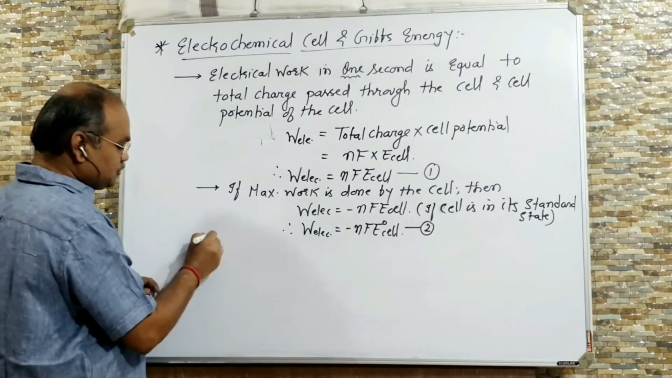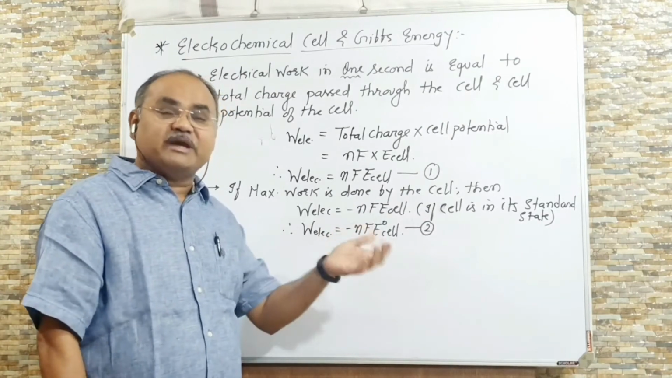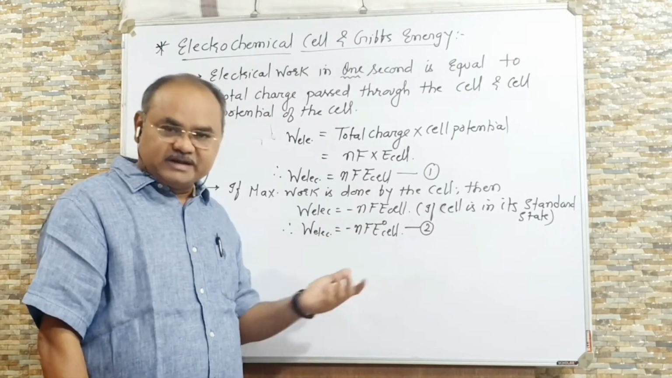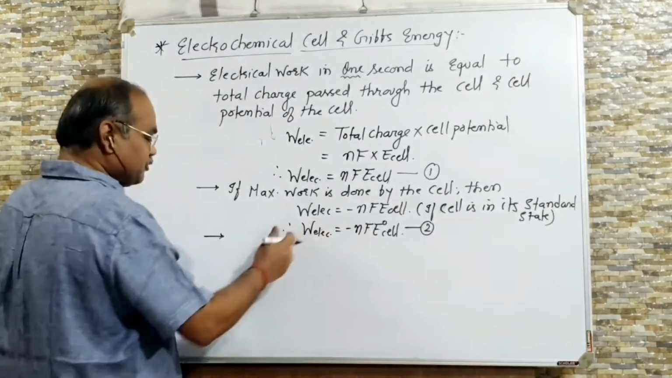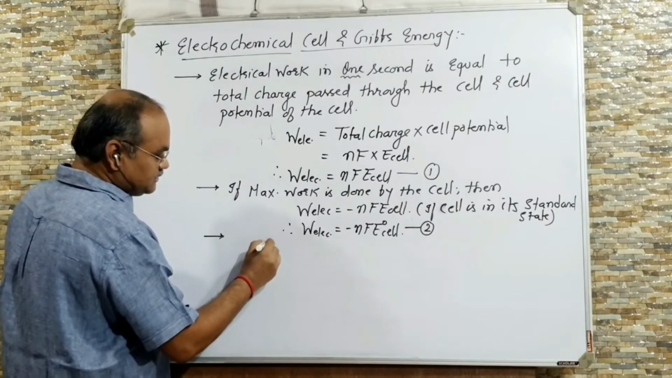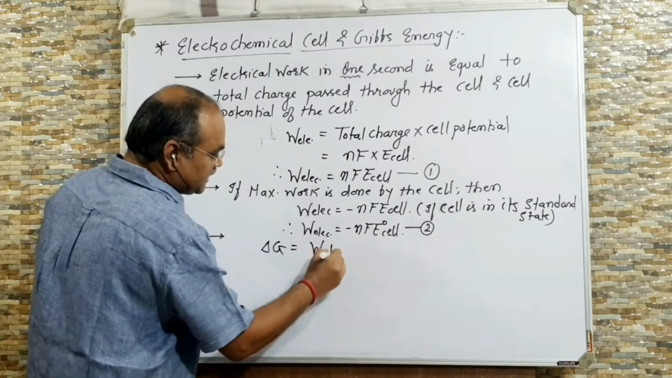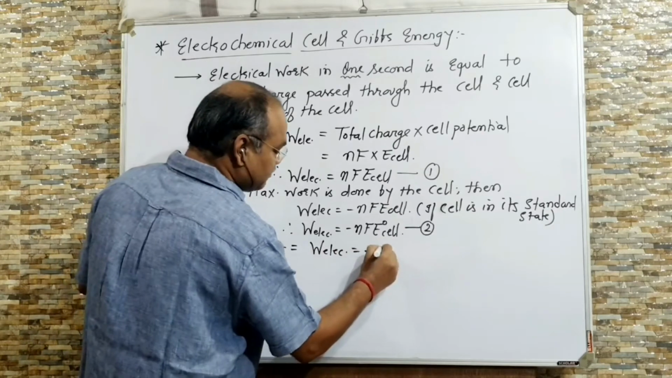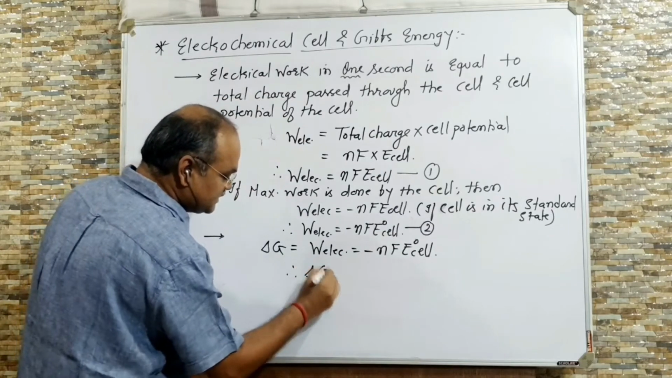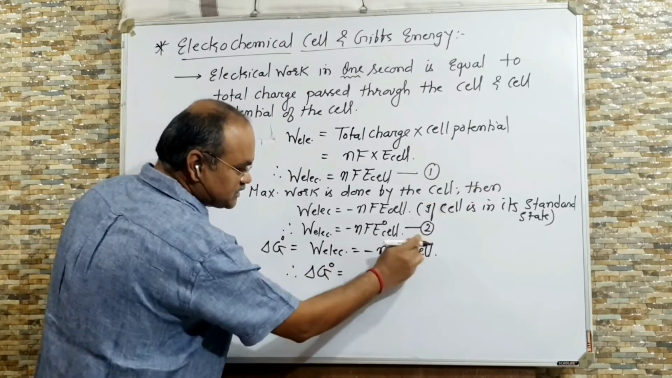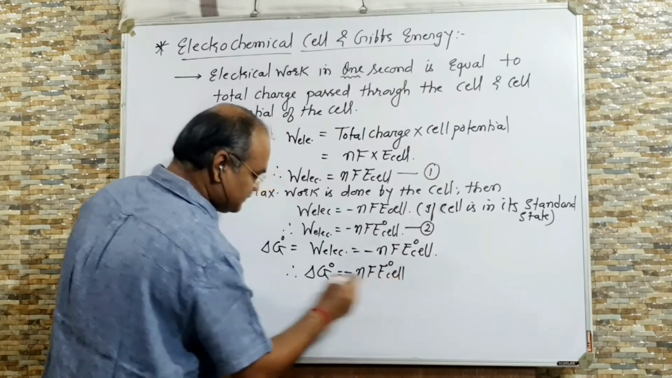Now, one question was asked in the examination: which process does maximum useful work? Then the answer is the process having more negative value of delta G. So the relation is delta G is equal to W electrical, and that is equal to minus nF E0 cell. Therefore you can write delta G0, because the cell is in its standard state, is equal to minus nF E0 cell.